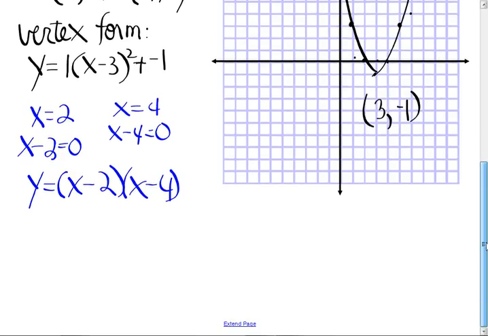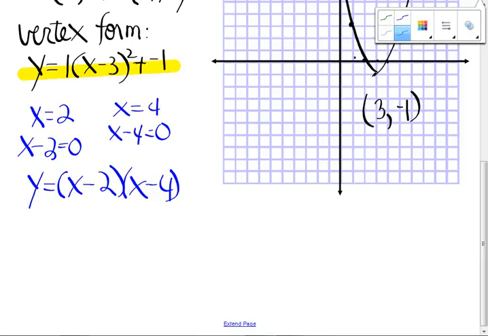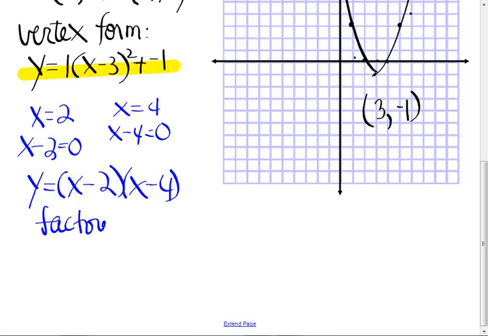Okay. Can you guys go to general form? You guys remember the forms? This is vertex form. This is factored form. And you have to know that. I don't think we give you a cheat sheet. Well, this is your test, which is tomorrow. That's on Friday. You have to know all of this as well.